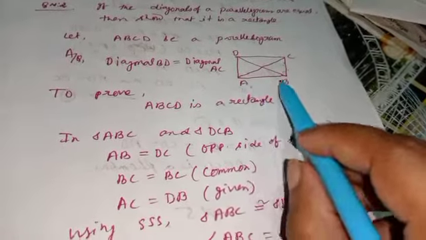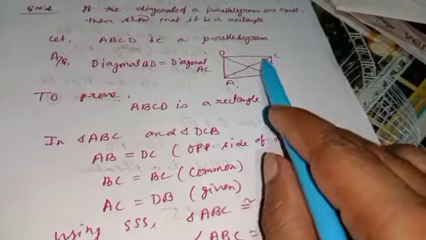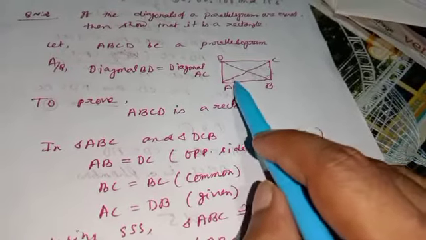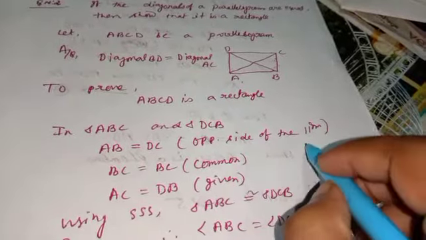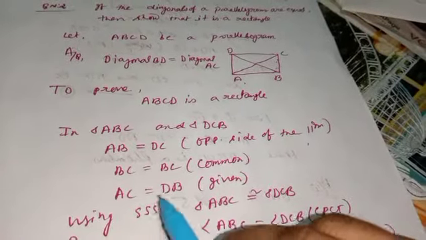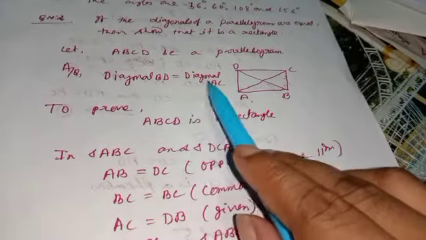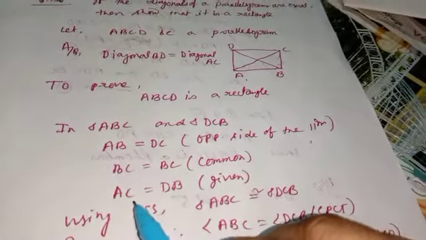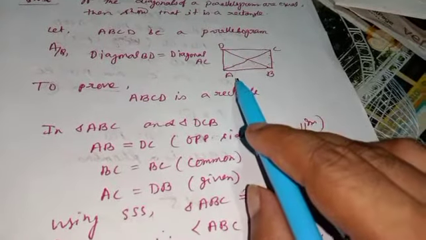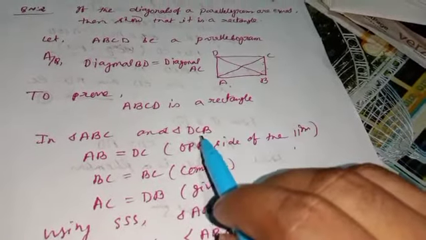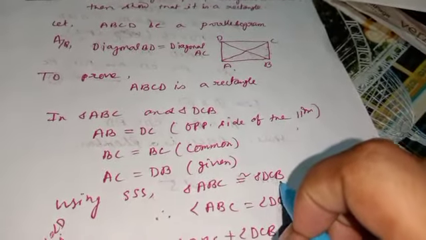And also AB is equal to DC. Why? Because ABCD is a parallelogram and these are the opposite sides. I have written opposite sides of the parallelogram. And AC is equal to DB. This AC and DB is given in the question: diagonal BD and diagonal AC are equal. That is why I have written AC is equal to DB. So now all three sides of triangle ABC are equal to the three sides of triangle DCB. So using SSS, triangle ABC is congruent to triangle DCB.